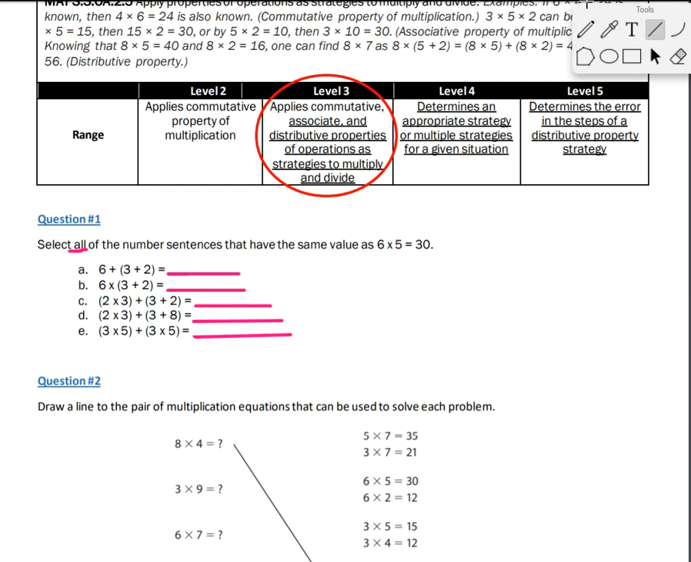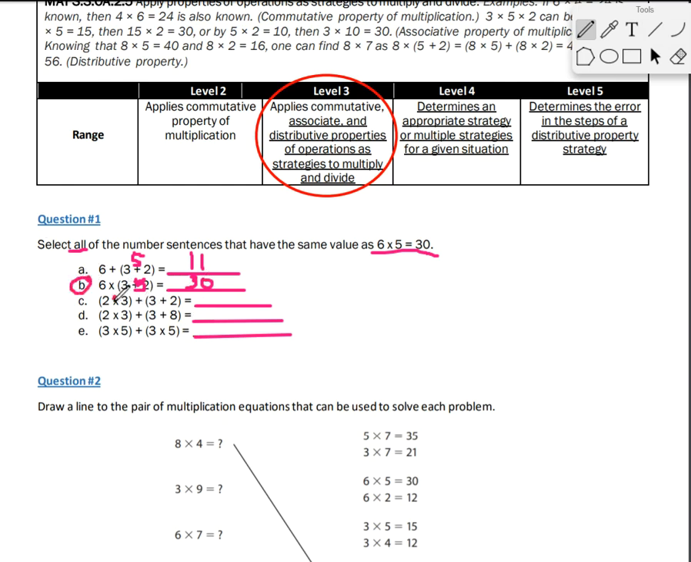So 6 plus 3 plus 2. I need to do parentheses first. Always do parentheses first. That's 5. And 6 plus 5 is 11. Is not A. All right, 6 times 3 plus 2. Well, 3 plus 2 is 5. And 6 times 5 is 30. They told us that right there. So I'm going to put my 30, and I'm going to circle B.